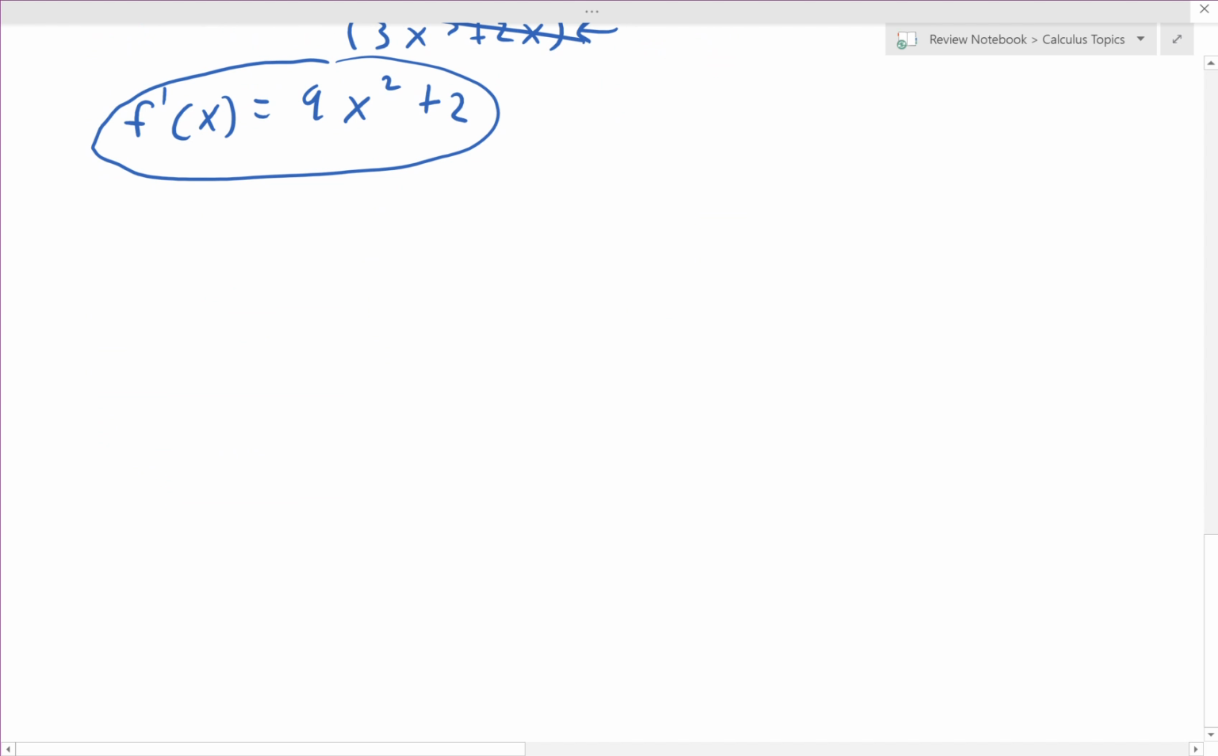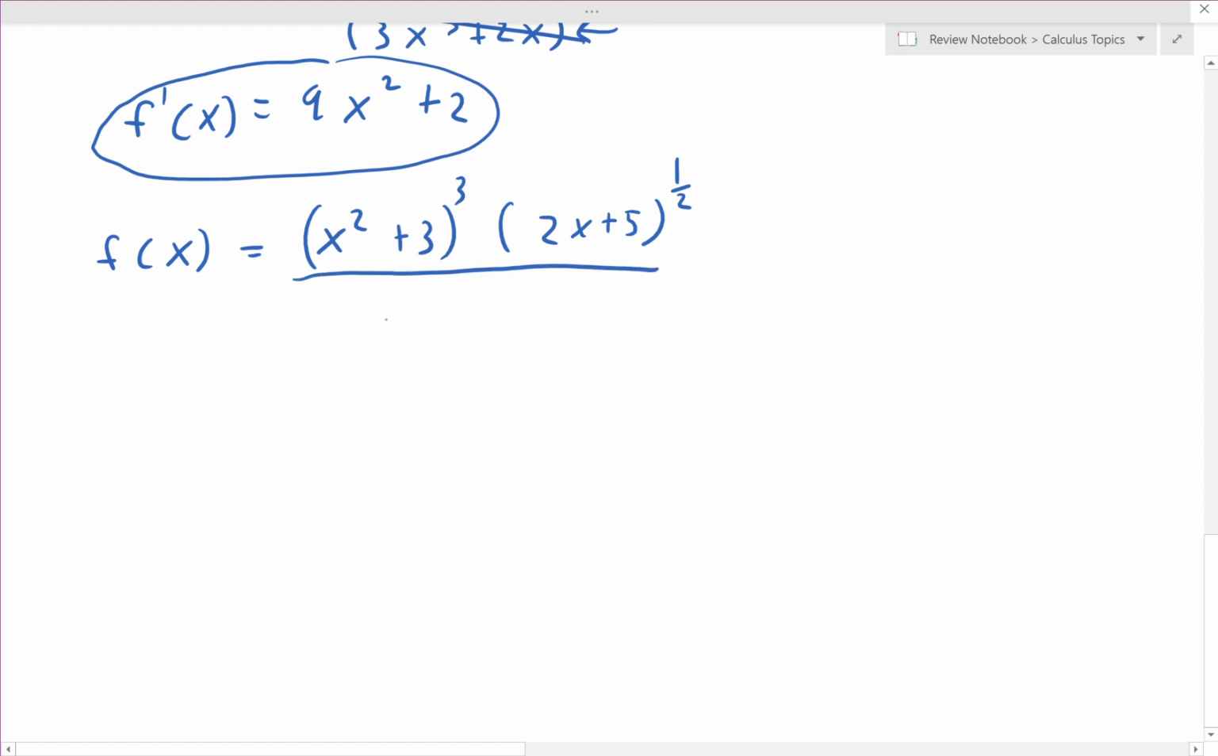I think I have one more here that we can go over. So something crazy involving, I guess, power rule, quotient rule, product rule, would be a lot. So we can say f of x is equal to x squared plus 3, that quantity to the third, times 2x plus 5 to the 1/2, which is the square root, over x to the 5th plus 7.